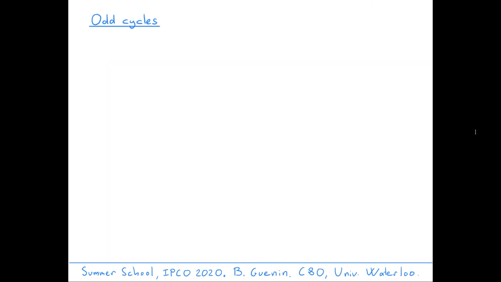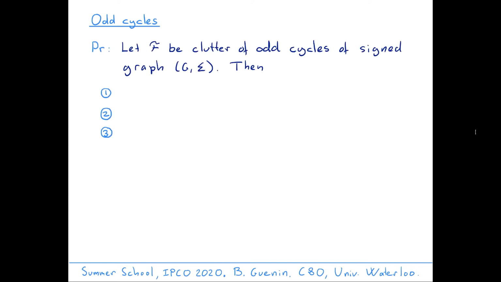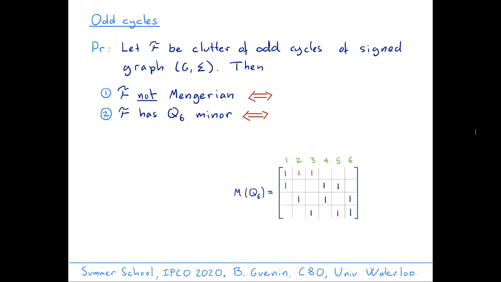And the first one arises from odd cycles in graphs. So let F be a clutter of odd cycles of some signed graph G sigma. Then F is not Mengerian if and only if F has a Q6 minor, where Q6 is the matrix we've seen a number of times now. So one direction is easy, namely if you have a Q6 minor, then you're not Mengerian. You need two elements for that argument. One is to show that the Mengerian property is closed under taking minors. We didn't prove that, but it's easy to show. And the second is to just remember that Q6 is not Mengerian, and we've seen that in the first lecture.